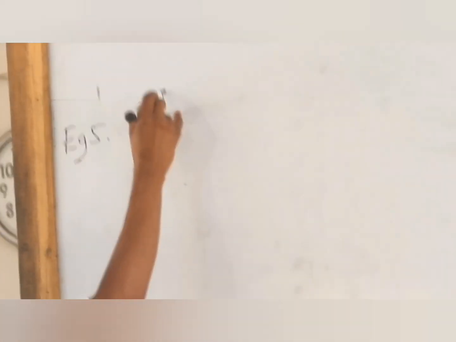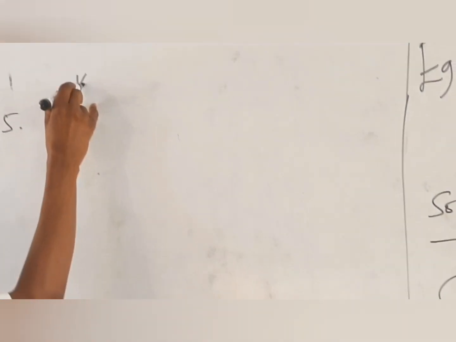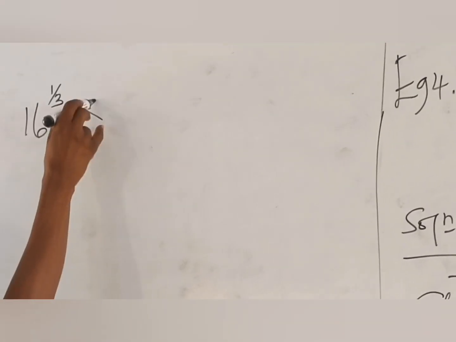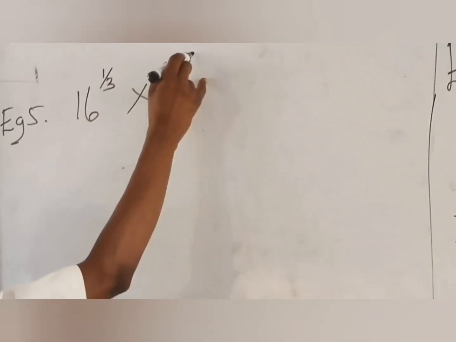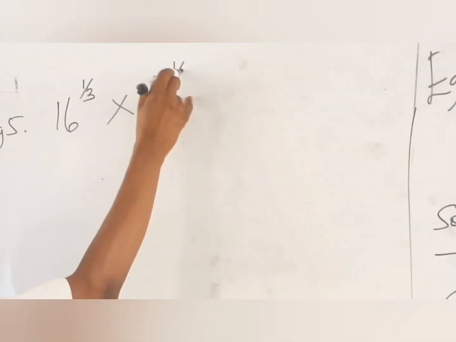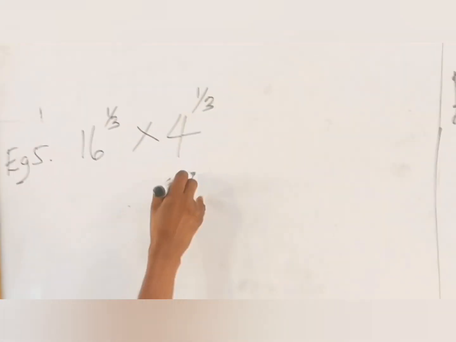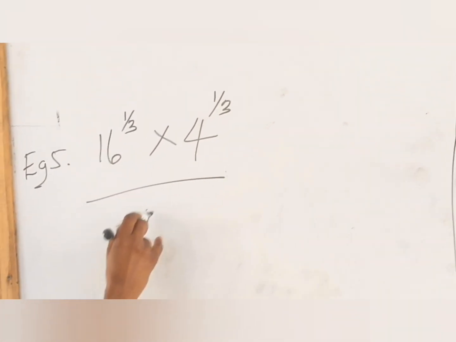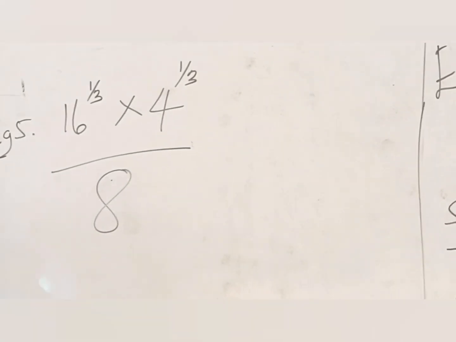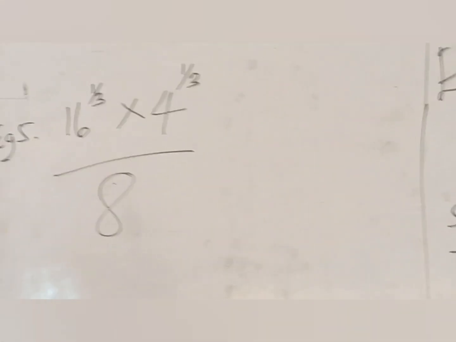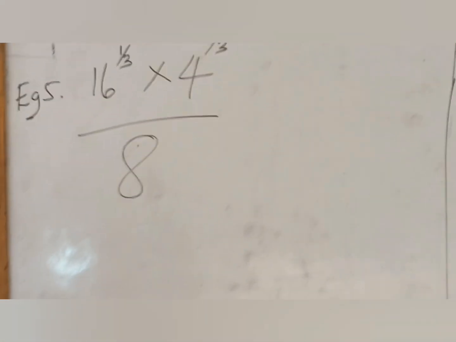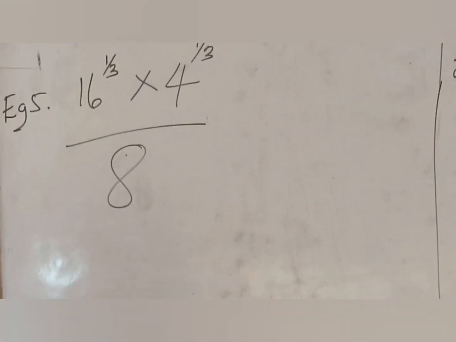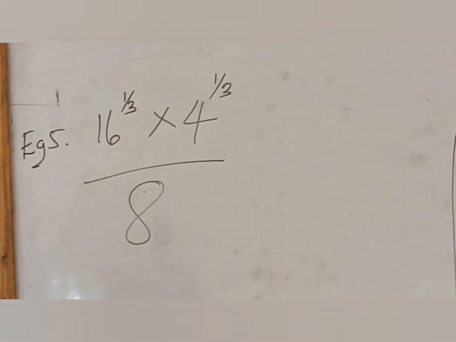60 raised to the power 1 over 3. 4 raised to the power 1 over 3. 1 over 8. There is no power there. Okay. Write a question quickly. And start thinking how we are going to work it.